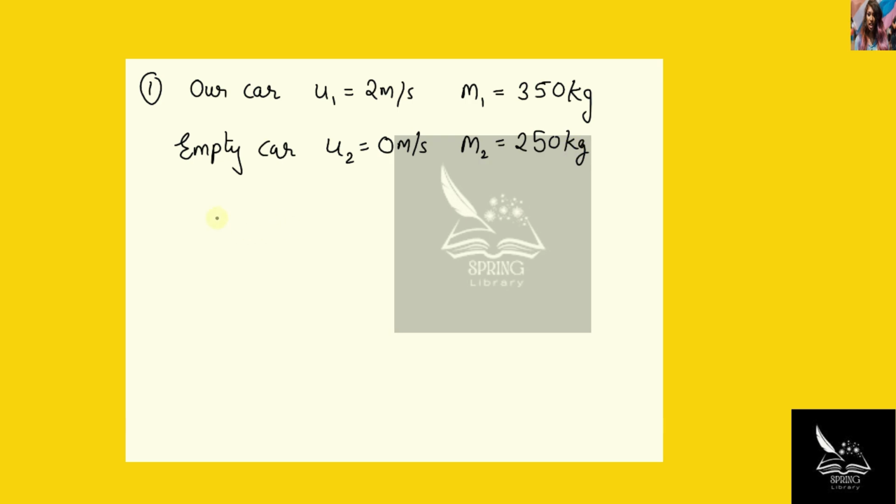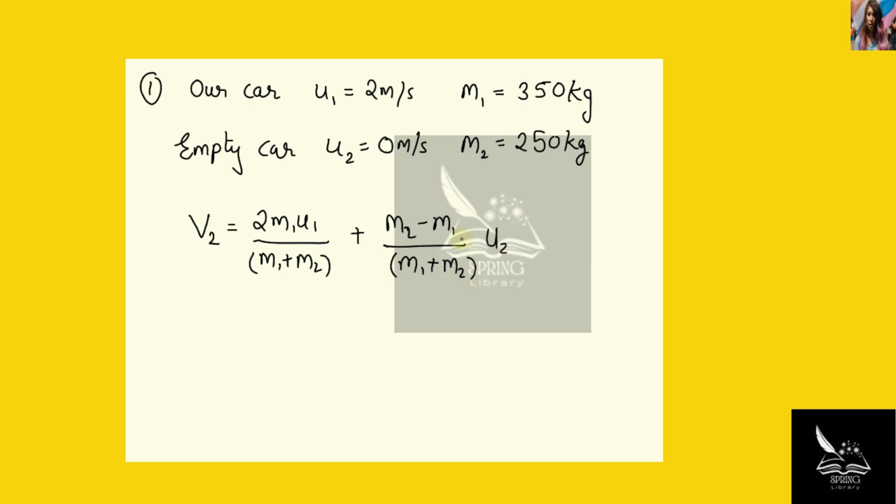Now if we solve the momentum conservation and kinetic energy conservation, we will land up with this equation. v2 is the final velocity of the empty car, so that is given by 2m1 u1 divided by m1 plus m2, plus m2 minus m1 divided by m1 plus m2 times u2. We get this equation after solving for head-on collision, using momentum conservation and kinetic energy conservation.